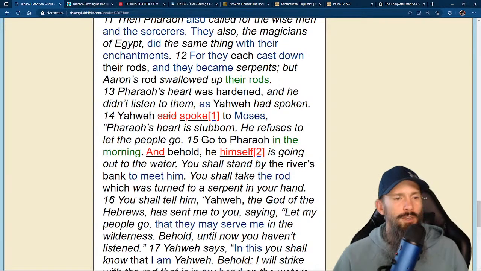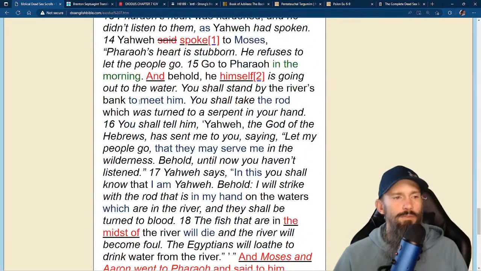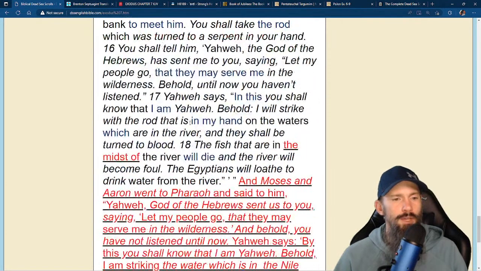Go to Pharaoh in the morning, and behold, he himself is going out to the water. You shall stand by the river's bank to meet him. You shall take the rod which was turned to a serpent in your hand. You shall tell him, Yahuwah the Elohim of the Hebrews has sent me to you, saying, let my people go, that they may serve me in the wilderness. Behold, until now you haven't listened. Yahuwah says, in this you shall know that I am Yahuwah. Behold, I will strike with the rod that is in my hand on the waters which are in the river, and they shall be turned to blood. The fish that are in the midst of the river will die, and the river will become foul. The Egyptians will loathe to drink water from the river.